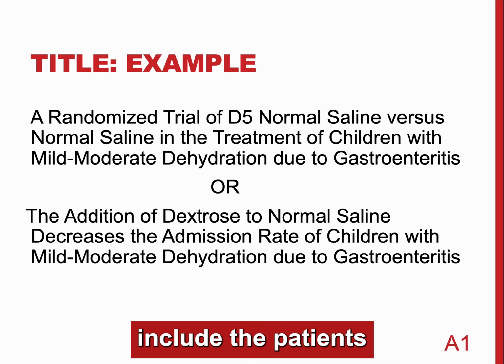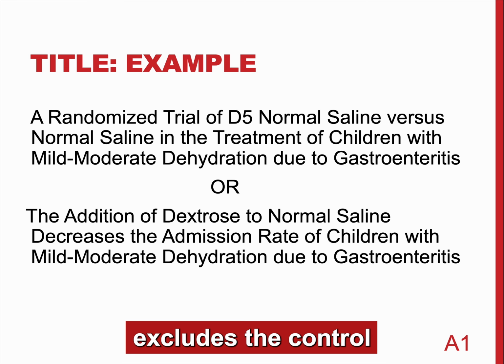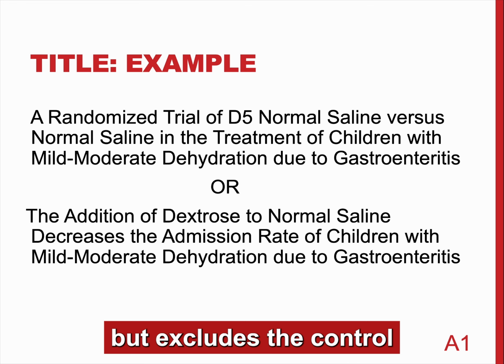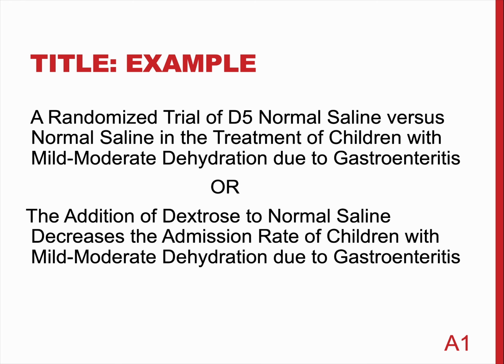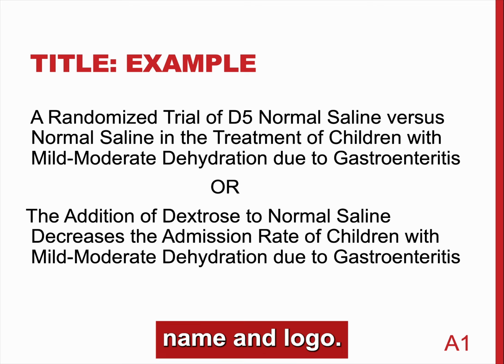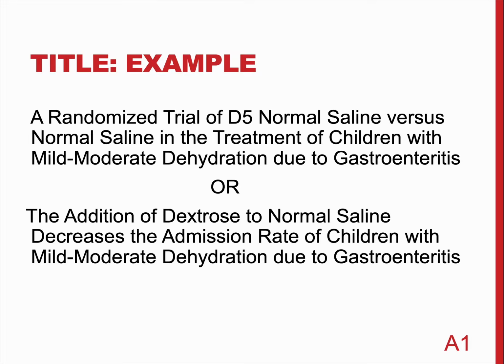Both titles include the patients and interventions. The top title also includes the study design, but excludes the control and the outcome. The bottom title also includes the outcomes, but excludes the control and the design. The title slide should also include the authors, as well as the institution name and logo. Your institution may have a template to use for this.